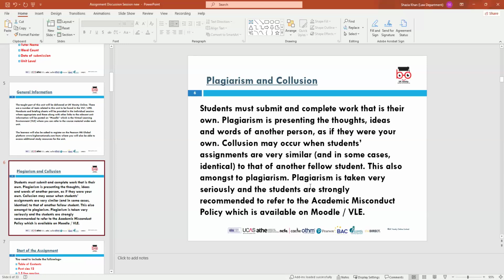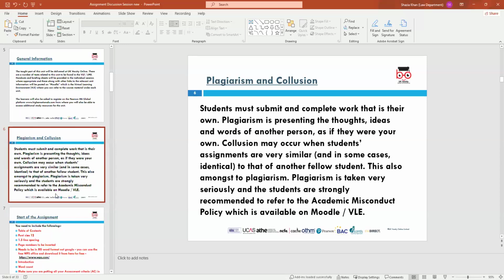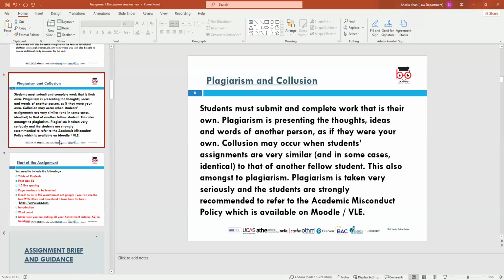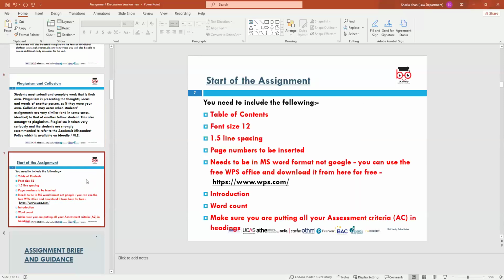You can self-plagiarize as well. You may have used some work for a different assignment that you use again, and that is self-plagiarizing. So make sure you don't self-plagiarize. You use your own work and you submit your own work as well.